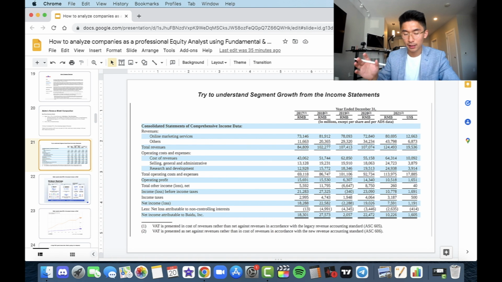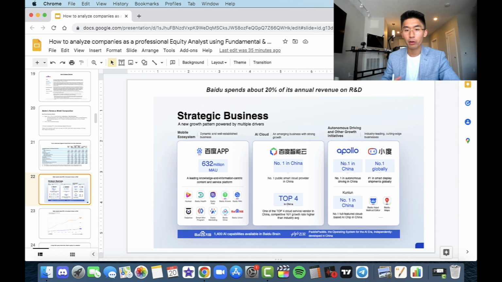And then the next thing that they can do is search the company's corporate website to see what kind of presentations have been issued. Here's an example. Baidu spends about 20% of its annual revenue on research and development. That's a significant percentage because that means the company is dedicated towards innovation.